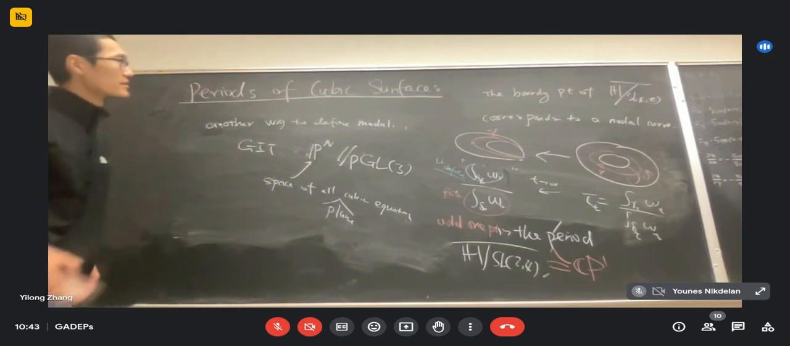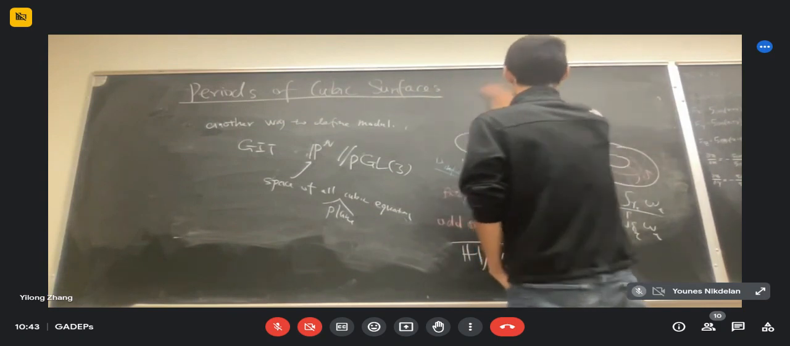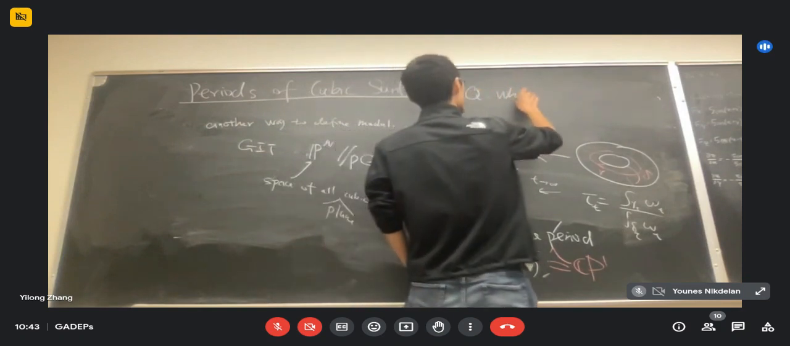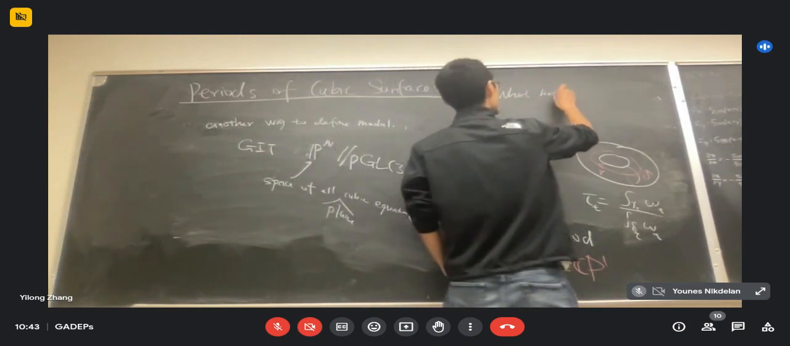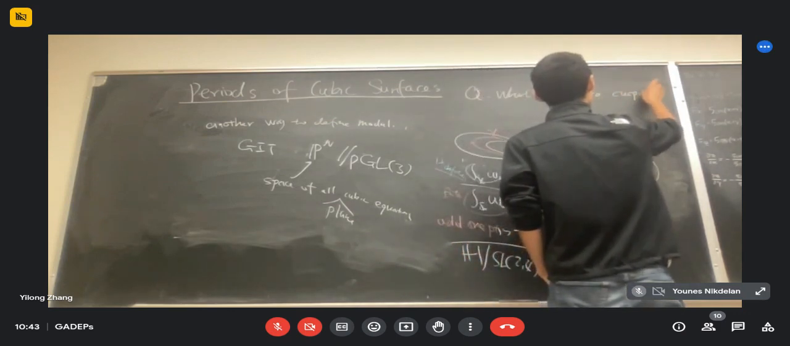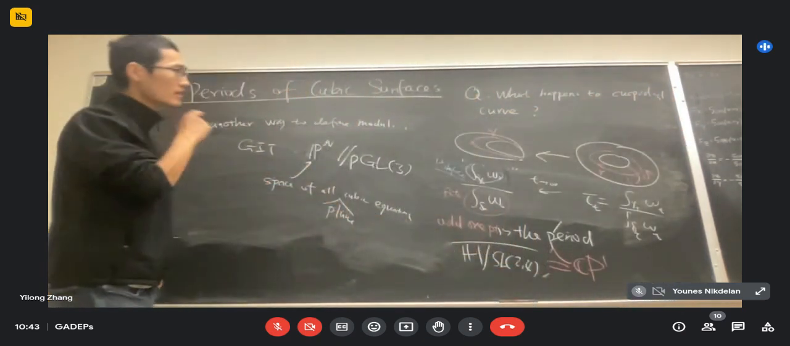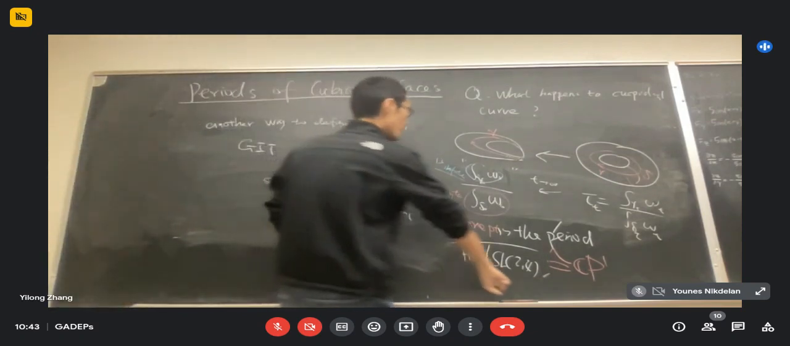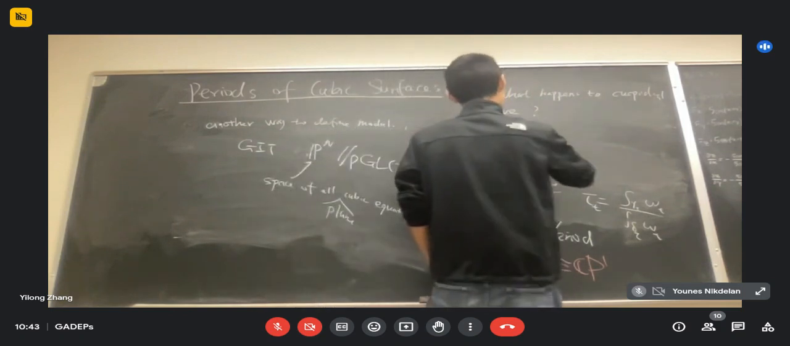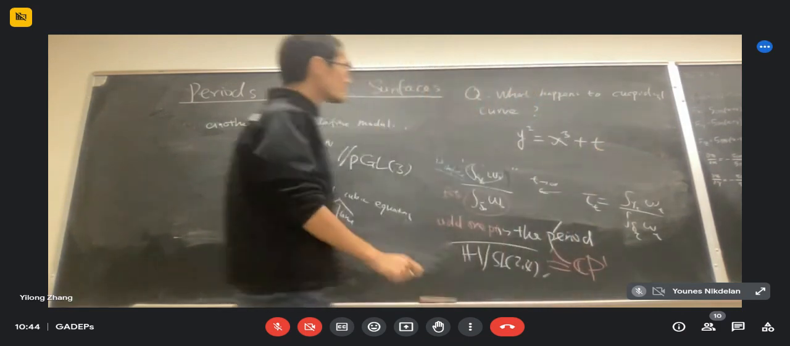So why do I introduce this? Because actually you can ask, what happens to the cuspidal curve? What happens to the cuspidal curve, as an example? We can consider this family: y squared equals x cubed plus t. Yeah, this family.